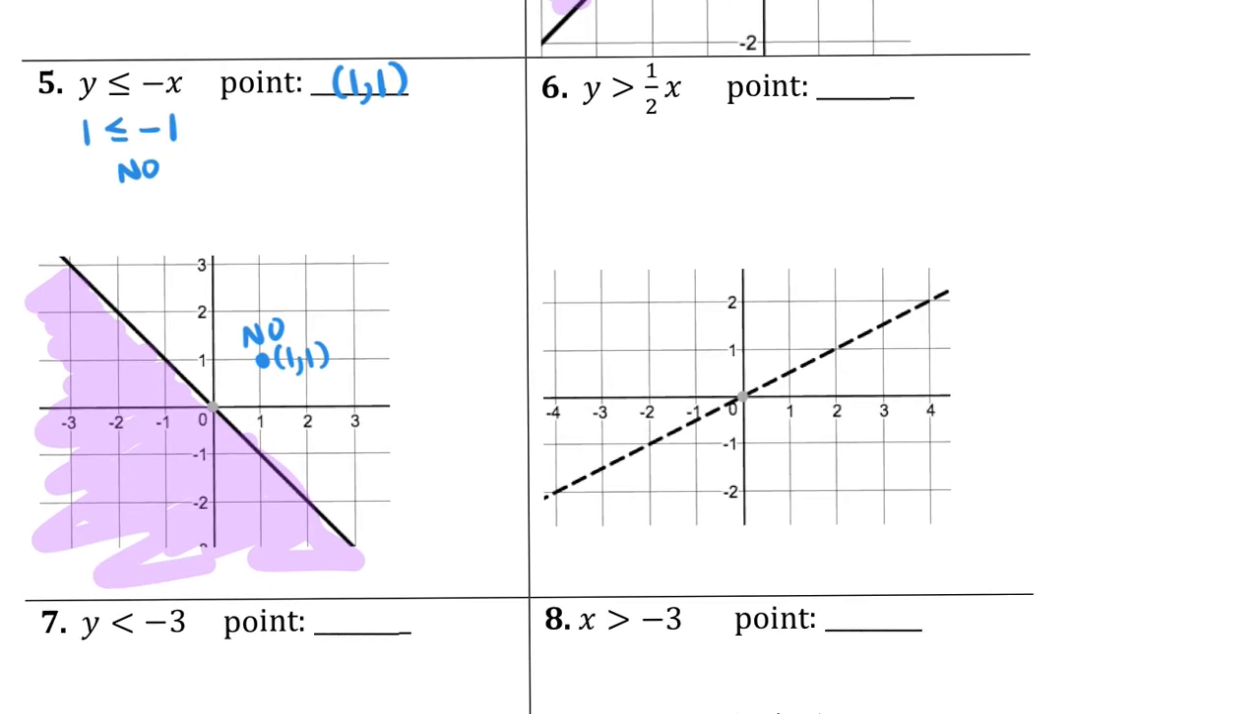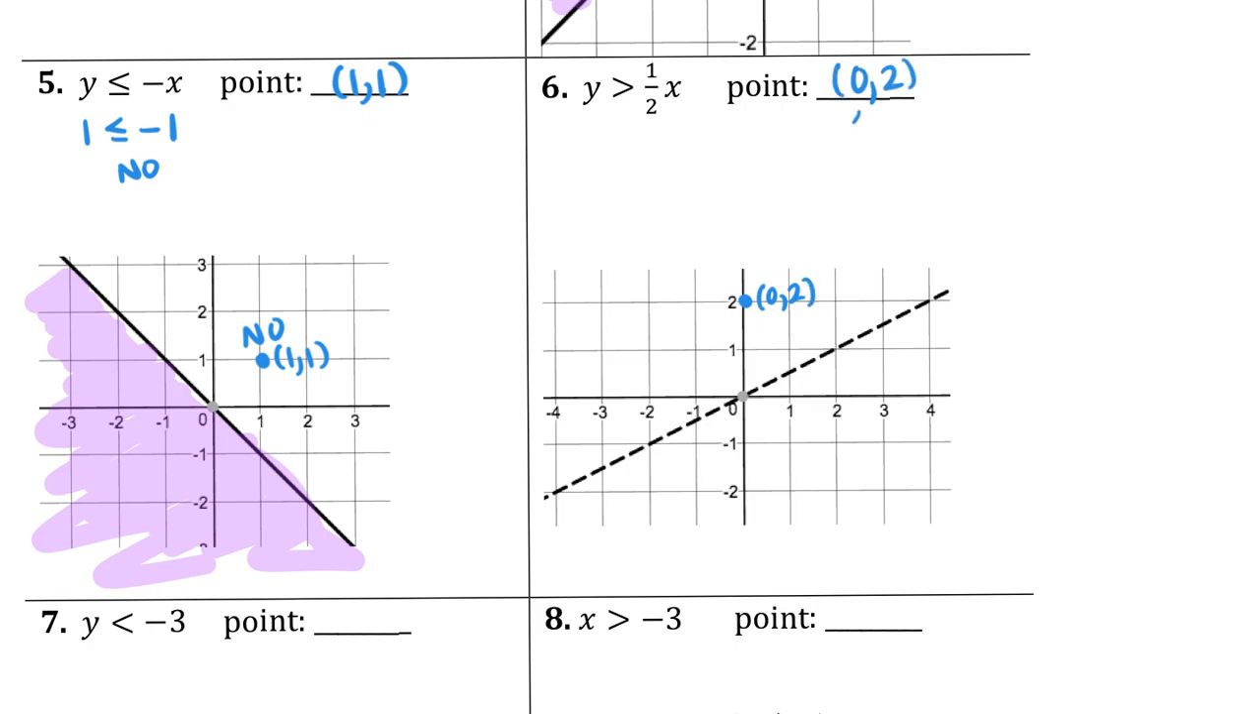Let's try 6. Okay, let's see. I can't use 0, 0. Darn. Okay. I could use 1, 1. That's a nice point. I don't mind 1, 1, except there's a fraction here, and I'd rather not times a fraction. Since I'm timesing the x by half, I am actually going to pick, what am I going to pick? I'm going to pick 0, comma something. How about 0, comma 2?